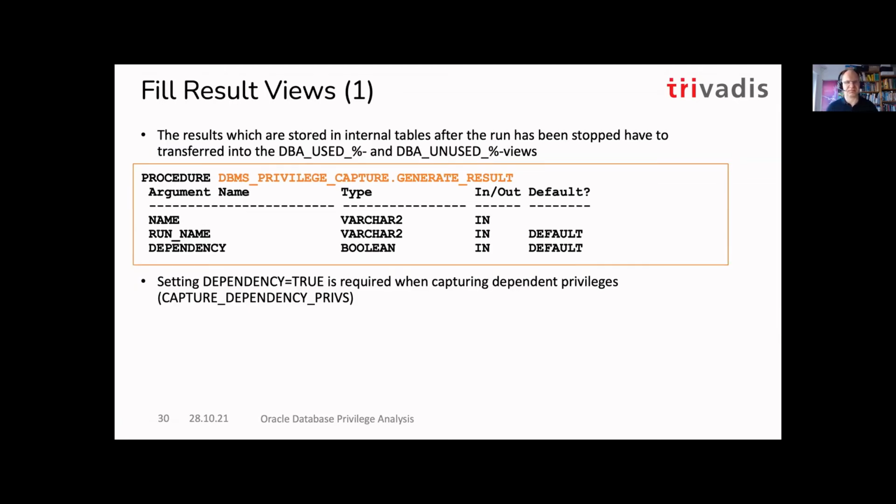When you stop the capture, all the results are in memory only, and they have to be transferred to the data dictionary. This is done using the procedure generate result. This procedure fills these DBA used and unused views you've seen before. Just provide the name and the run name, dependency equal to true if you have these PL/SQL objects in your database and you want to capture the dependent privileges too.